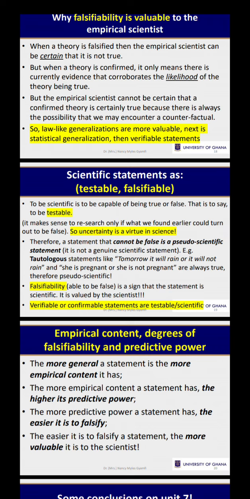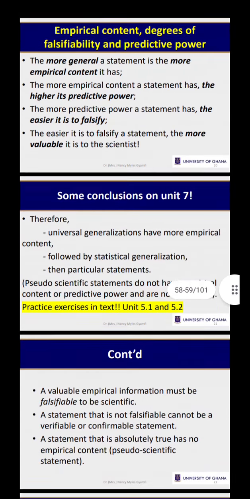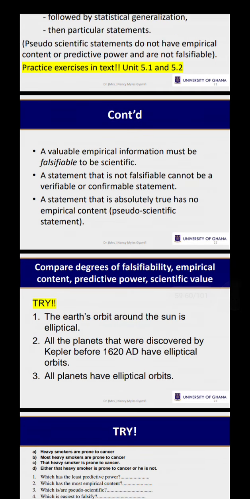That is all about inductive argument. And enumeration is also part of inductive argument. So let's look at it. When you talk of enumeration, we say that it's a type of inductive argument that uses verifiable statements or particular statements as premises to support a general statement, or confirmable statement, or hypothesis, as its conclusion. So what it does is use a particular statement to support a general statement as its conclusion. That is all about enumeration.